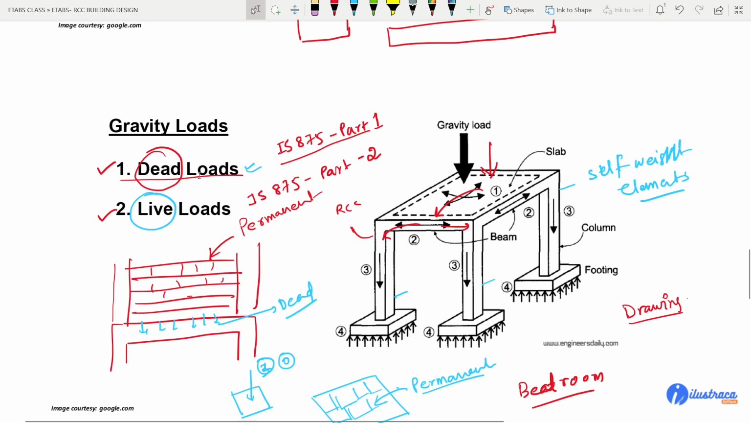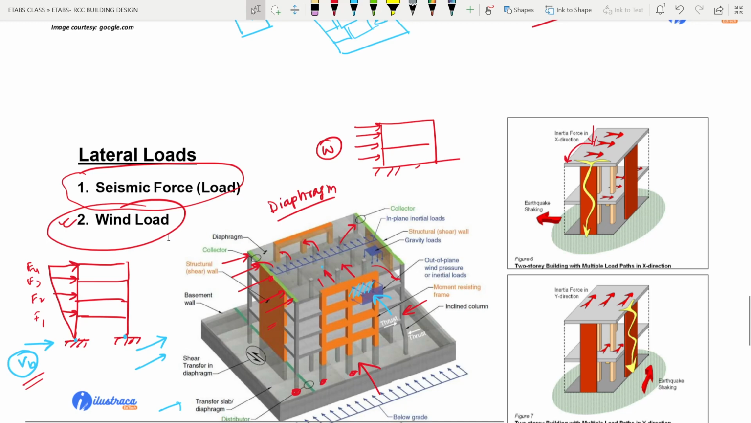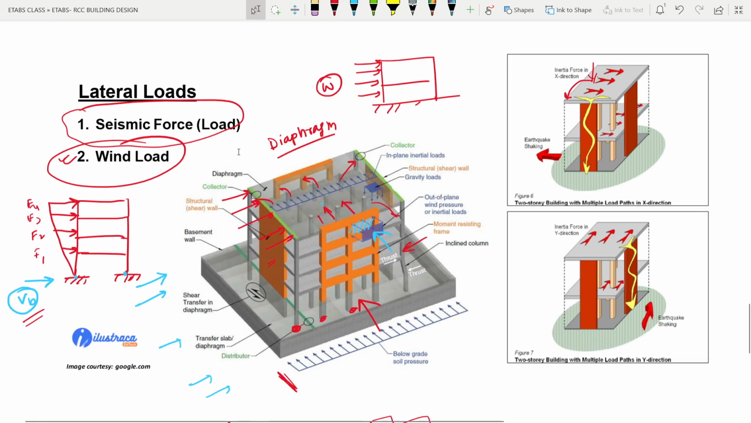Now we can differentiate the dead load and live load in different ways. And we have lateral load, seismic and wind. Okay, and while we will be designing the structure, in the seismic load also we may differentiate in different ways. Okay, but the thing is the load transfer mechanism is the same: from slab to beam, beam to column, or beam to shear wall, right?